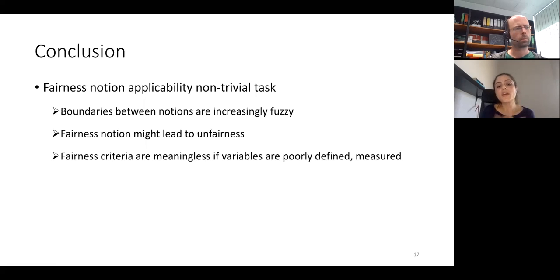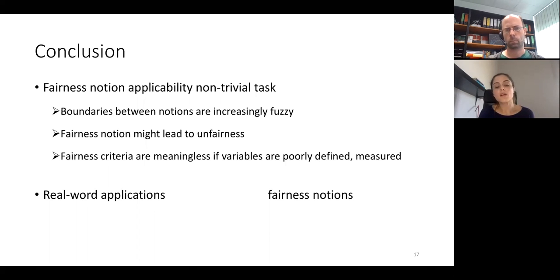And the fairness criteria can be meaningless if variables are poorly defined or measured. For example, choosing an unreliable outcome, or choosing misleading explaining variables just to mask some discriminative intentions, or any other misleading variable. So the very reason for this work was to bridge the gap between some real-world case studies and the existing fairness notions in the literature.